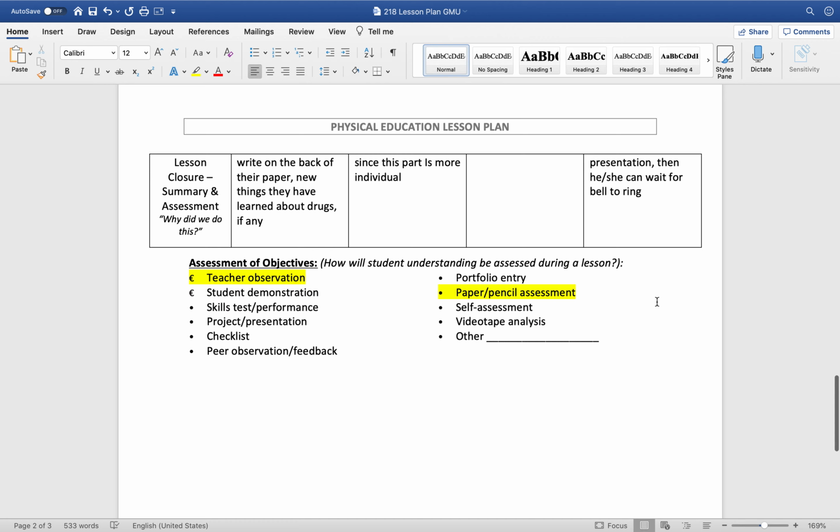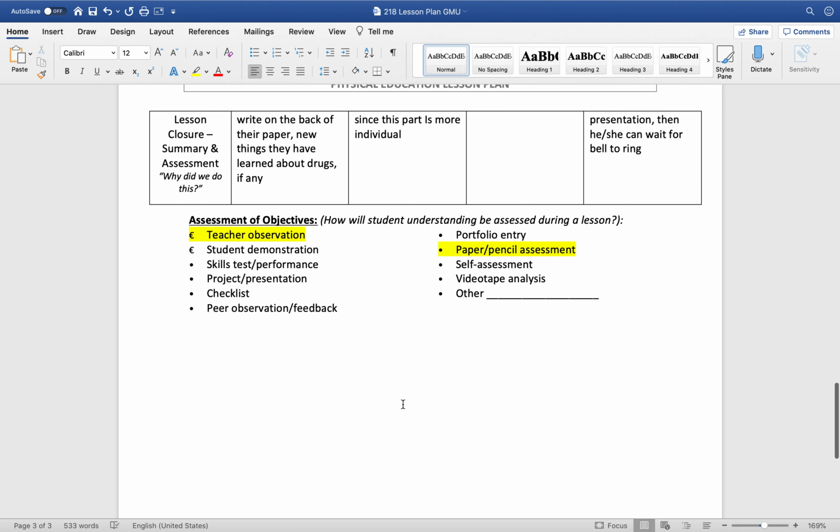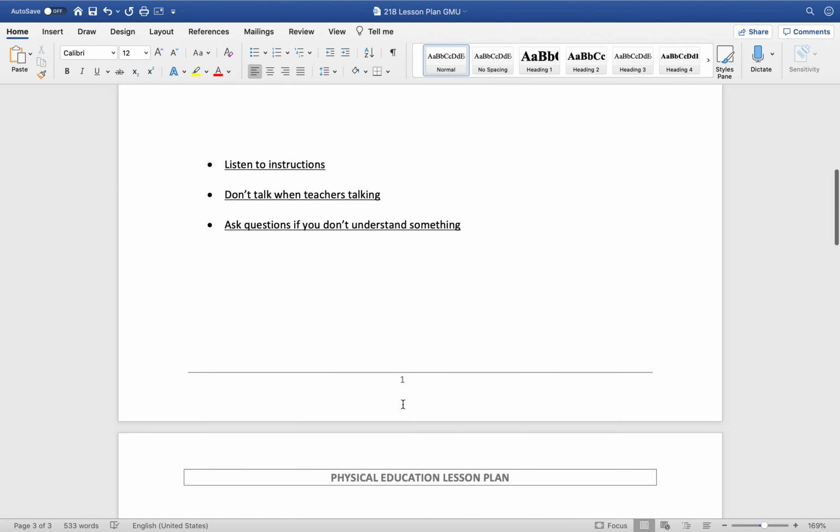An assessment of objectives: student observation and paper pencil assignment. Those are the two that apply. So that's my health lesson.